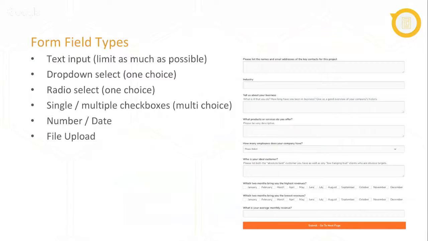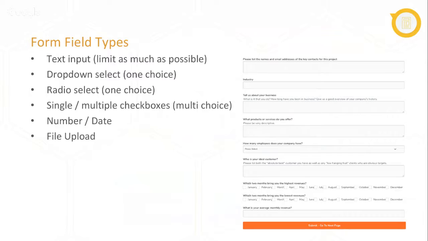There's a lot of different types of form fields. There's text input. And of course, you're going to limit that text input as much as possible. You're just asking for additional details or things that you can't get any other way. Drop-down select will offer you one choice. Radio select is one choice. Those are the round buttons. And then single or multiple checkboxes allow you to make multiple choices.